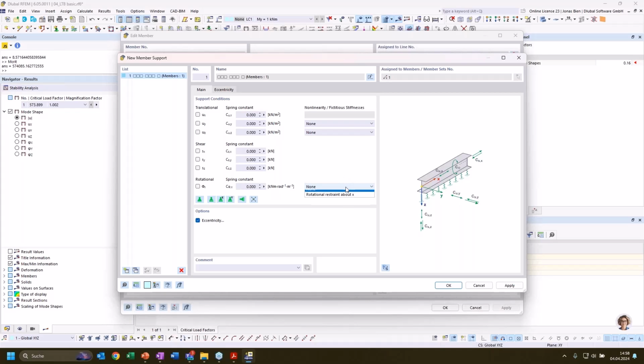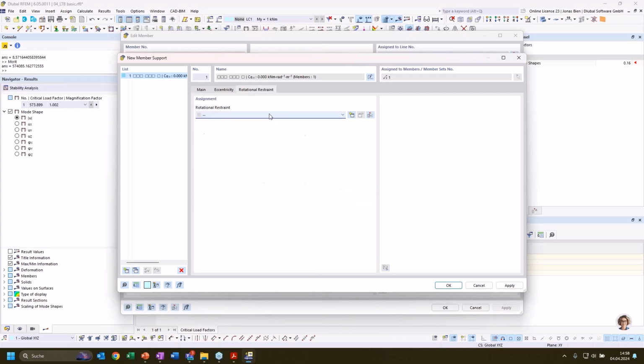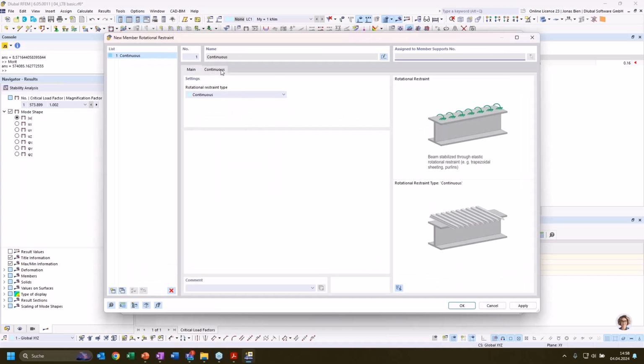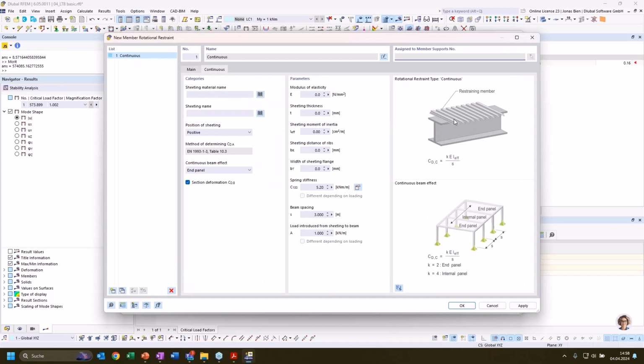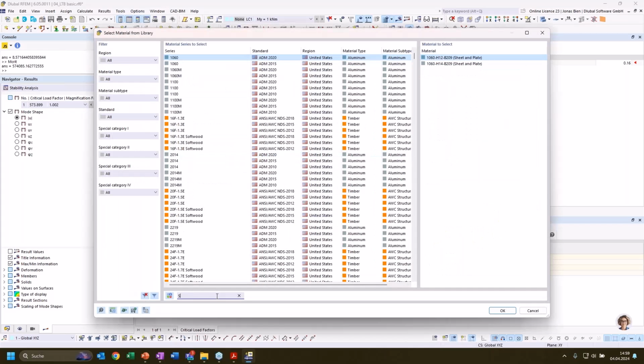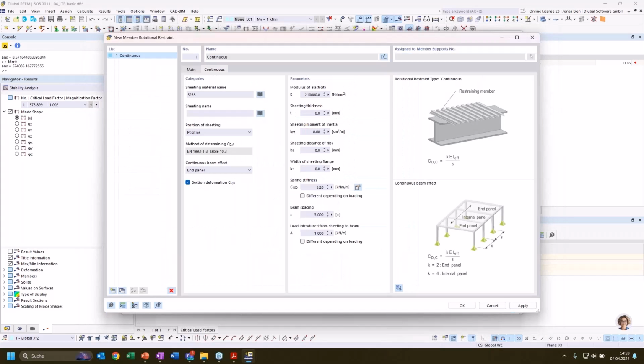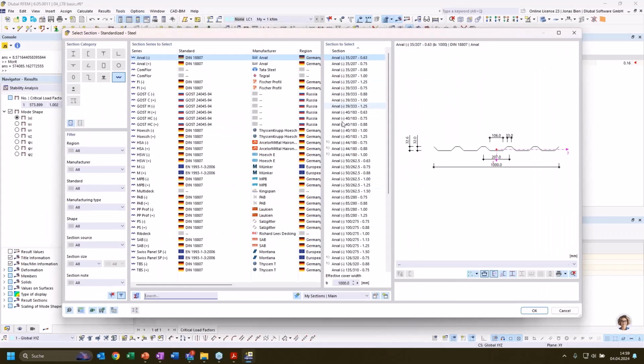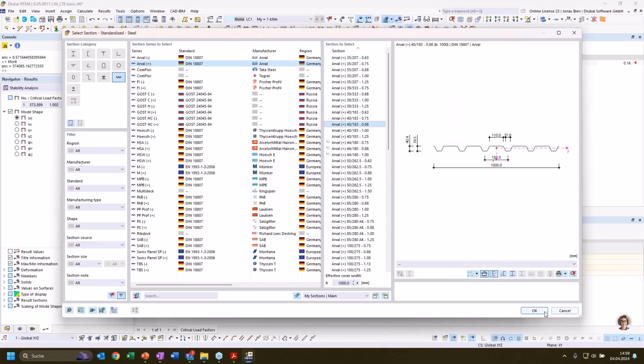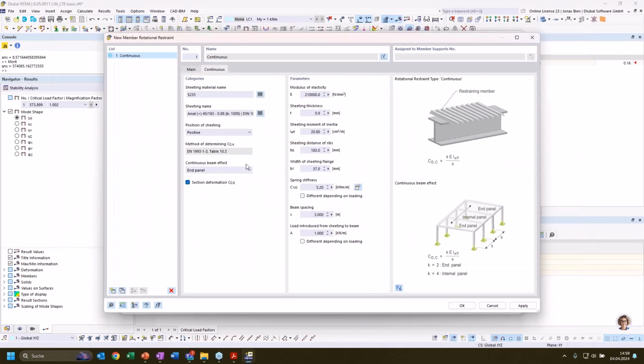So I could, for example, define a rotational restraint. For example, I want to consider some kind of sheeting that I have on top of my girder. I will now just take some random settings, more or less. I take some sheeting just to get some stiffness. Of course, these values were accessible all the time, but now we can, as I said, also leverage the stiffness that we define here in this global structural analysis.